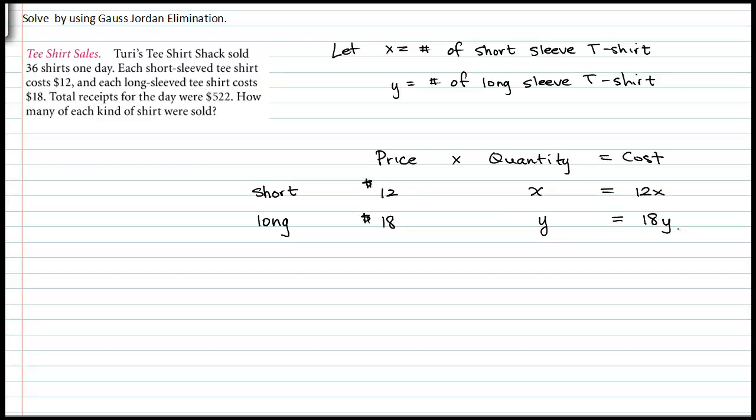I do know that I'm going to sell 36 shirts today. So if I add the number of long with the number of shorts, that's got to be 36. So that's going to be my equation 1. I do know if I take the revenue from the short, add it to the revenue of the long, that's going to give me 522. And that's going to be equation 2.